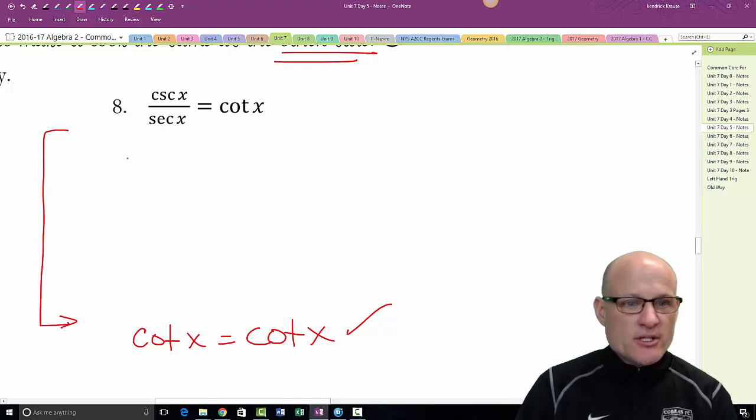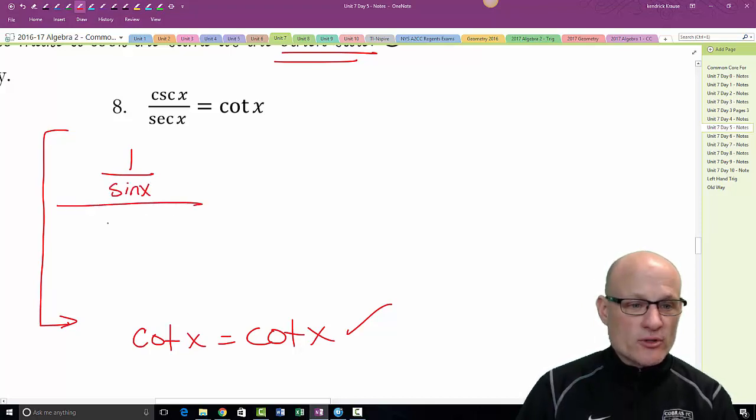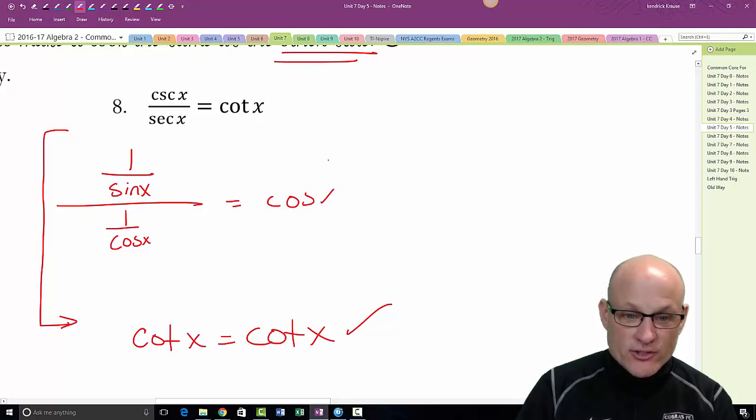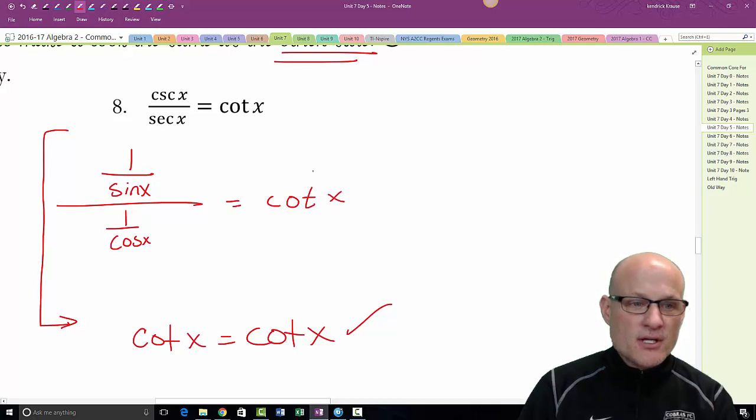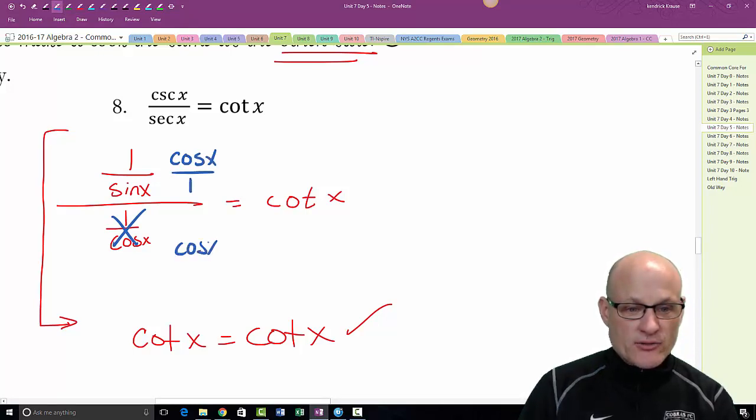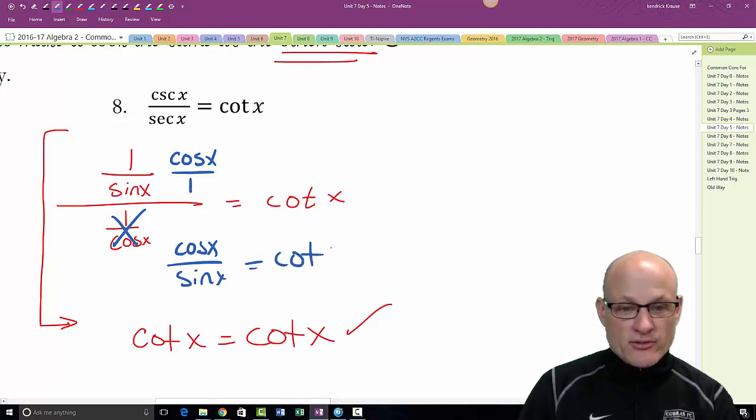All right, convert them. Cosecant is 1 over sine x. Secant is 1 over cosine x. And I still want to make this look like cotangent x. All right, if I divide, I multiply by the reciprocal. I'm going to multiply by cosine x over 1. So I end up with cosine x over sine x. Does that equal cotangent x?